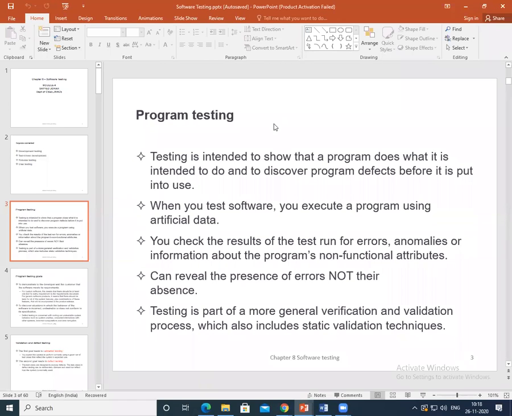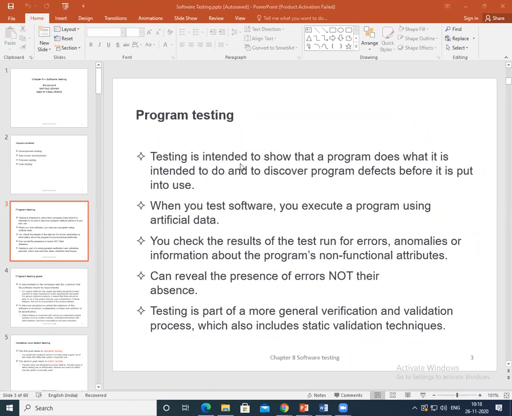As you know, software testing is the last process prior to deployment. That is validation, analysis, design, implementation, and testing was the last part before deployment. Deployment means you give the final product to the customer which satisfies the customer requirement. Fine.